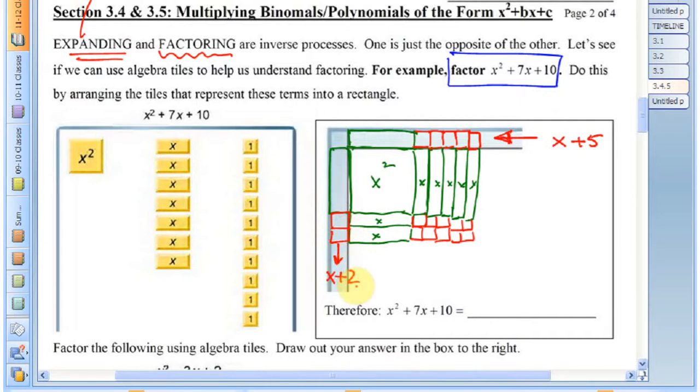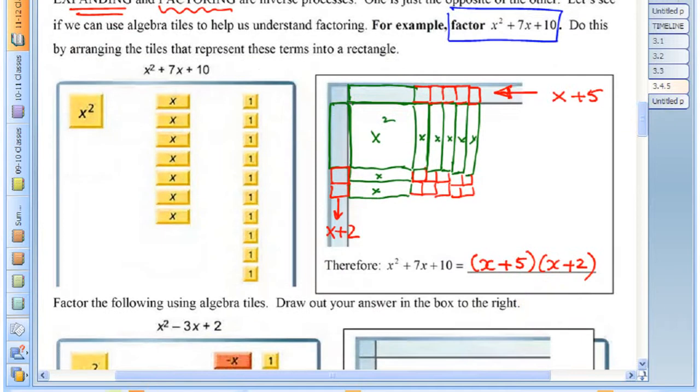So ladies and gentlemen, remember how I said expanding is like finding the area? Factoring is the reverse process. So you have the area, you're finding the length and the width. Therefore, X squared plus 7x plus 10 is just equal to x plus 5 times x plus 2. There you go. You factored your first trinomial from grade 10 using pictures. Now, if you don't believe me that it's correct, you can always prove it by multiplying it out yourself, and you should get the same answer.